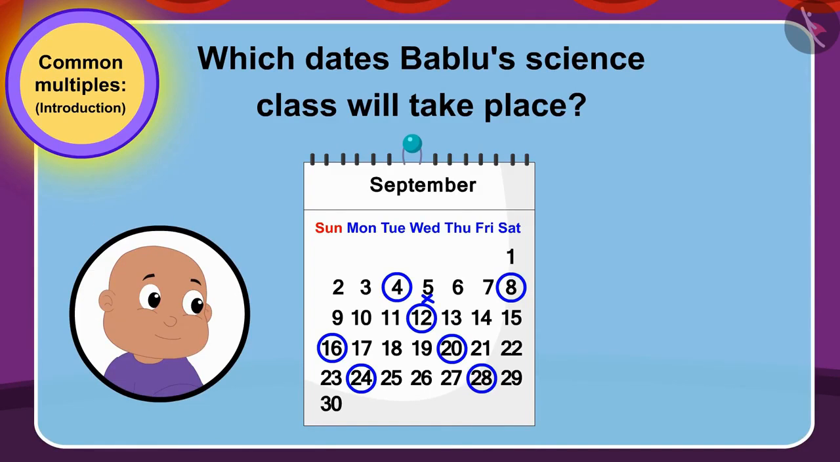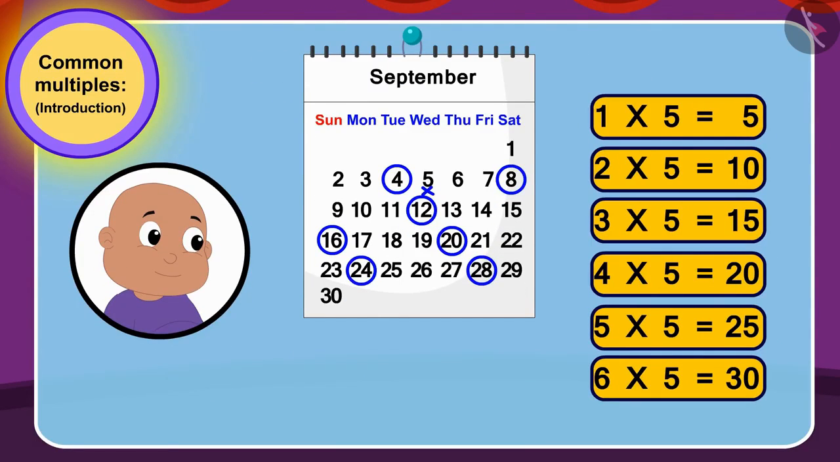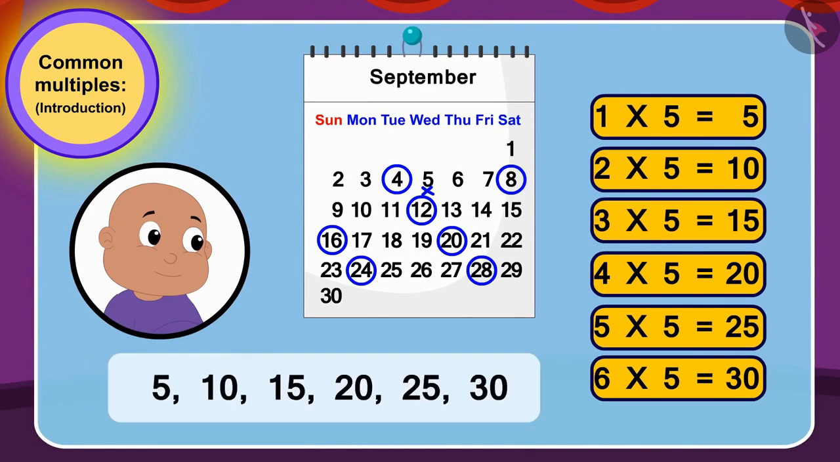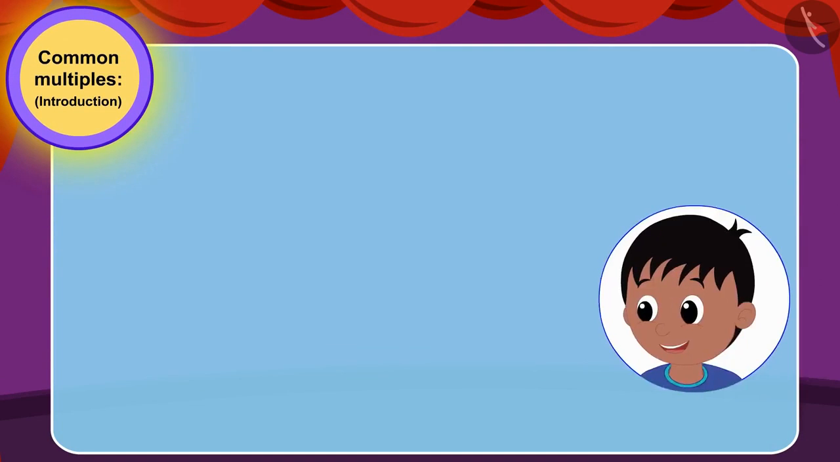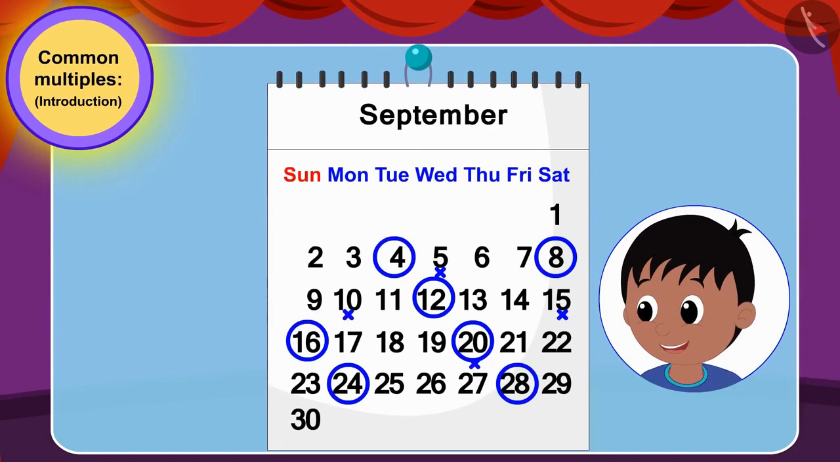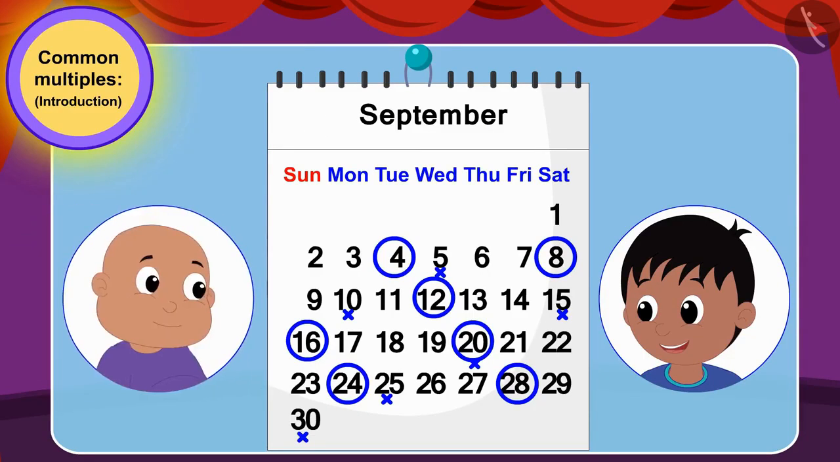Well done, children. Your answer is absolutely correct. We can find multiples of 5 in this way by using tables of 5. Bablu will go to science class on the 5th, 10th, 15th, 20th, 25th and 30th dates. Raju excitedly made a mark on the calendar on the dates on which Bablu will go to science class.